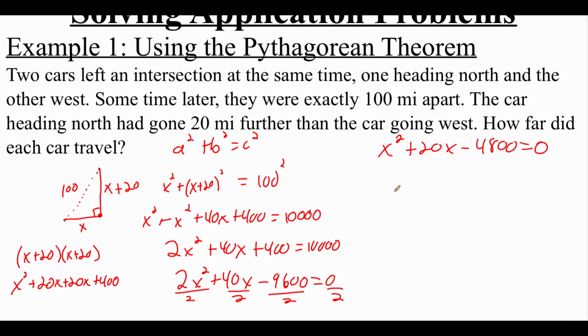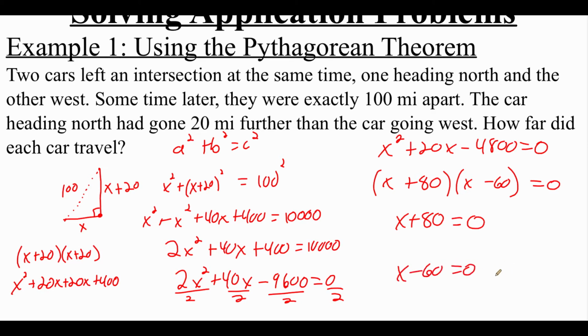And then we can actually factor this out. So to get x squared, we're going to need x and x. Now, this might be a little bit tricky, but we need numbers that are going to multiply to negative 4,800, but add up to 20. And it actually ends up being a positive 80 and a negative 60. Now that we have this factored out, we can take each factor and set it equal to 0. So the x plus 80 equals 0, and the x minus 60 equals 0.